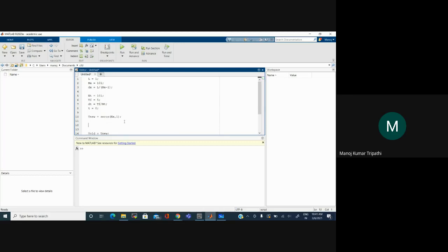But first we can define all the boundary conditions. So T_new(1) is, let's say, 0, which we need not write, but I'm just writing it so that we can change it here. So T_new(nx) is 100.